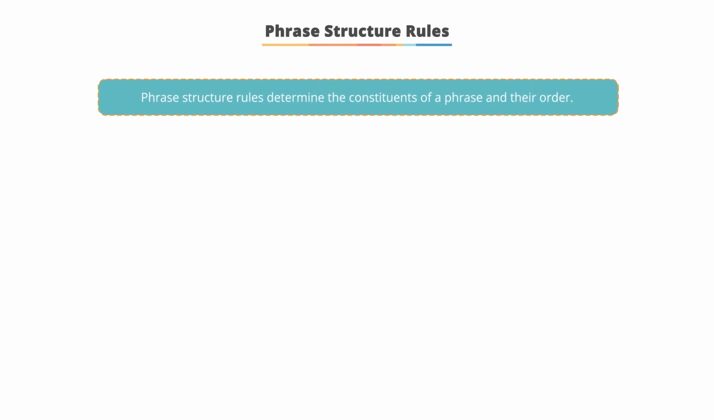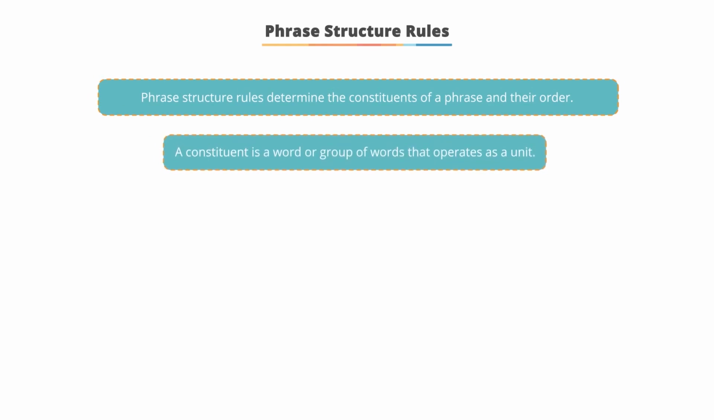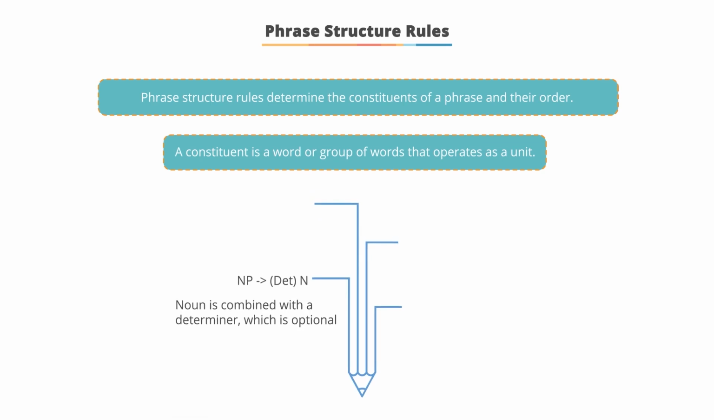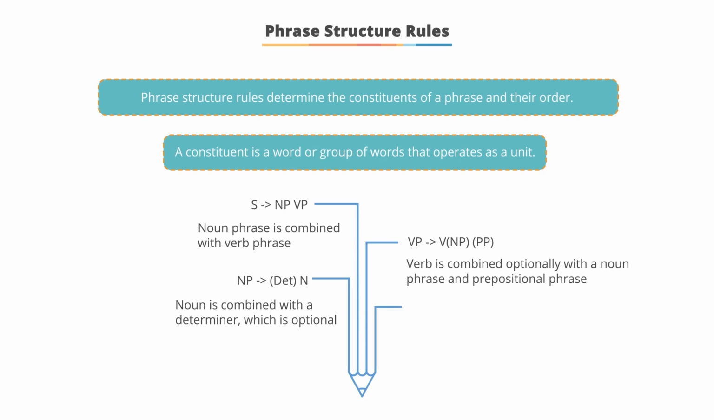Phrase structure rules are rules that determine what goes into a phrase, that is, the constituents of a phrase and how the constituents are ordered. A constituent is a word or group of words that operate as a unit and can be used to frame larger grammatical units. The given diagram represents that a noun phrase is determined when a noun is combined with a determiner, and the determiner can be optional. A sentence is determined when a noun phrase is combined with a verb phrase. A verb phrase is determined when a verb is combined optionally with the noun phrase and prepositional phrase. And a prepositional phrase is determined when a preposition is combined with a noun phrase.